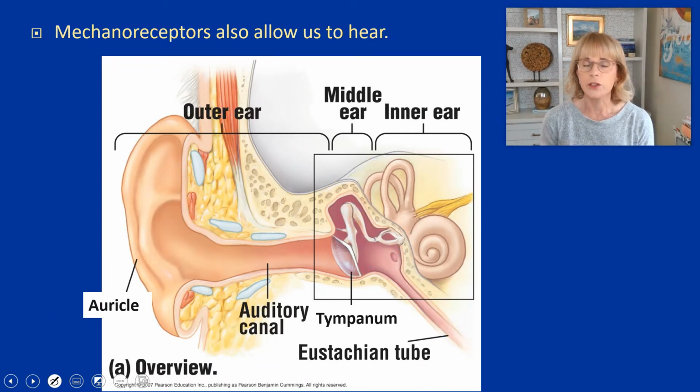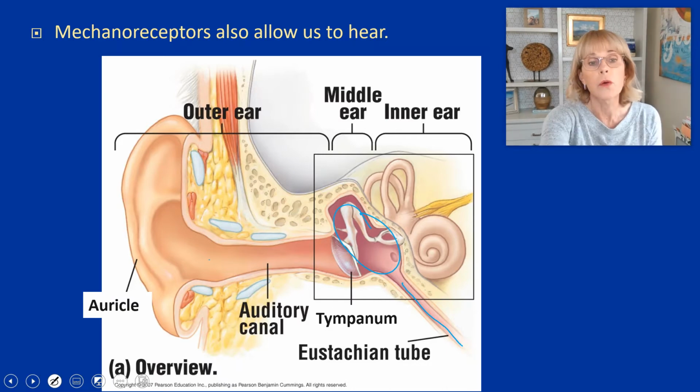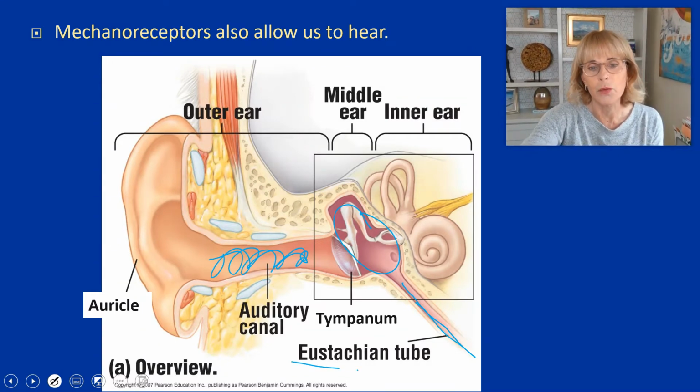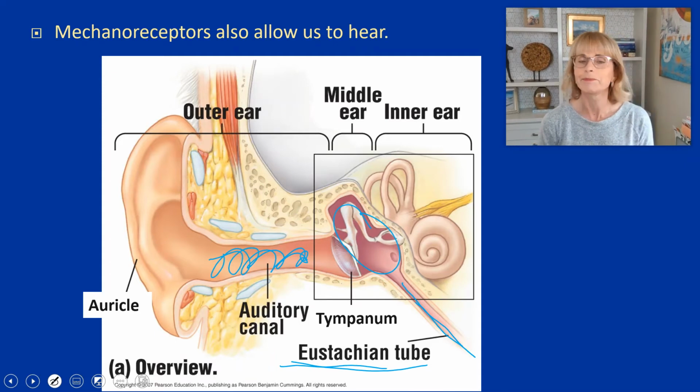All right, so let's go back to the outer ear. Auricle, and then the auditory canal, middle ear with the auditory tube, or you can use auricle with external acoustic meatus with auditory tube, or you can use external acoustic meatus with eustachian tube.